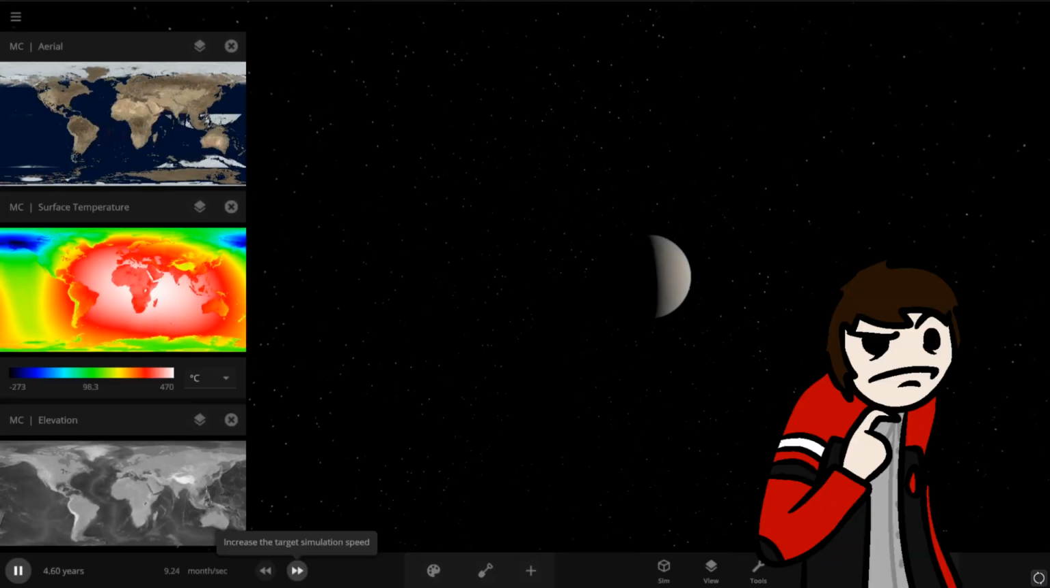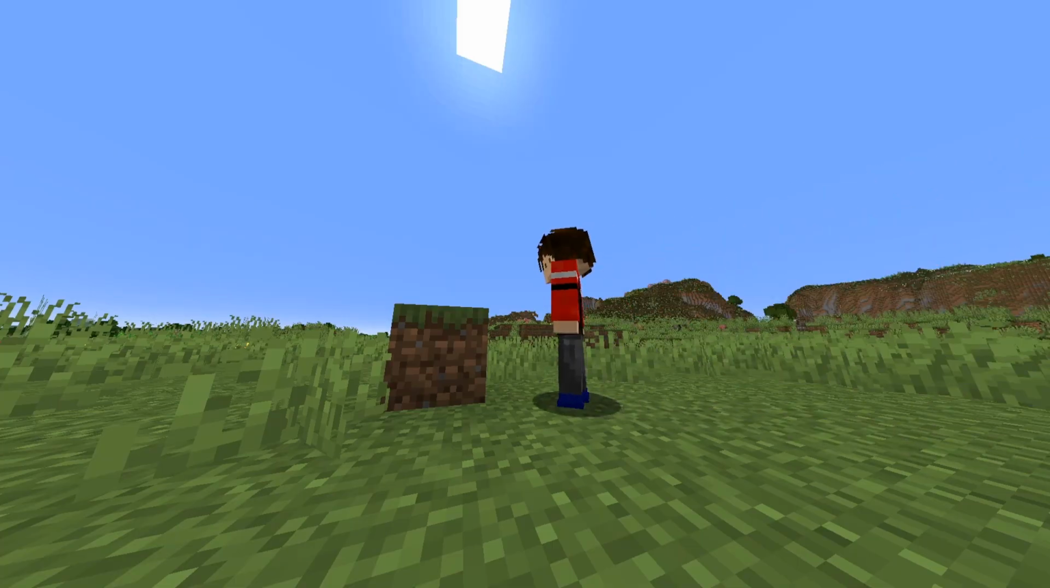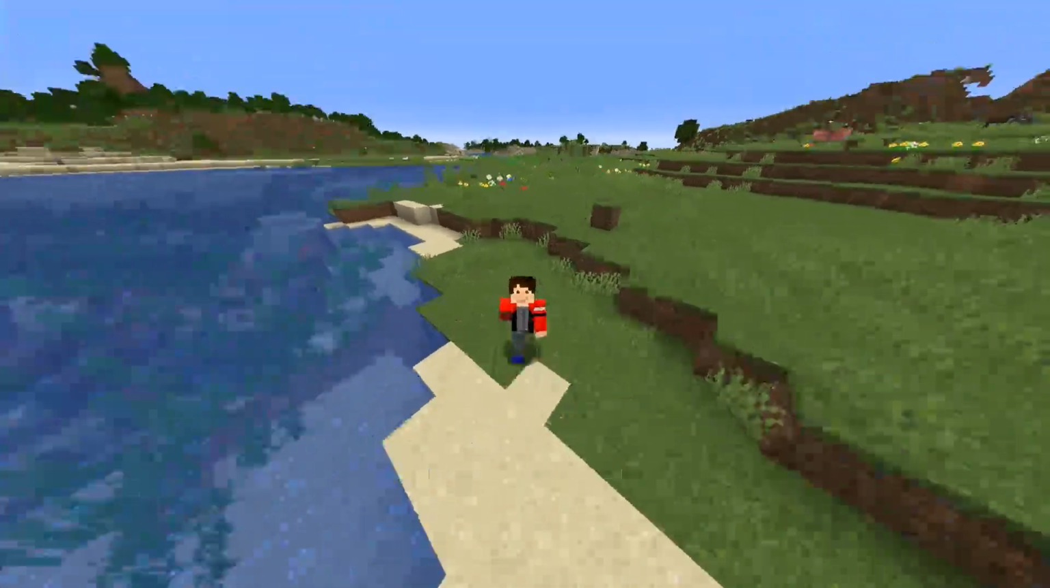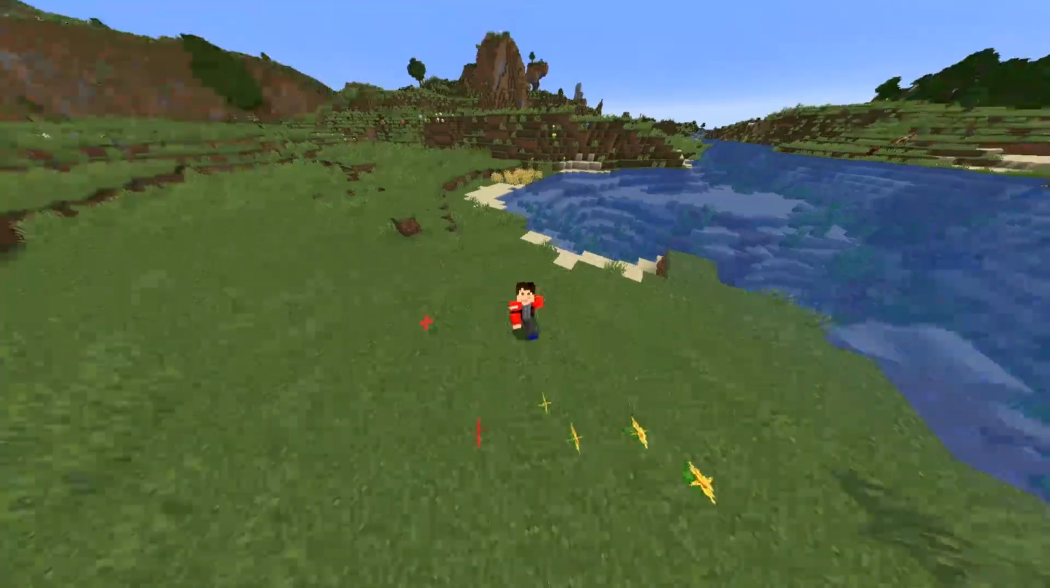Who said that a Minecraft day must correspond to the real one? Sure, one block as 1 meter might make sense, but it doesn't have to be the same case with time. Let's once again observe our surroundings to determine what 1 Minecraft day corresponds to in real life.